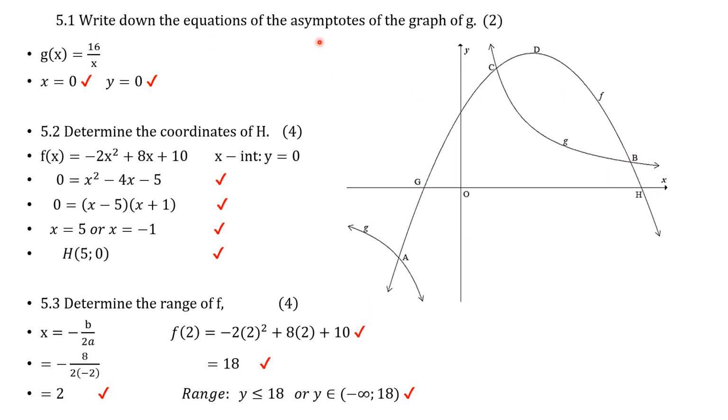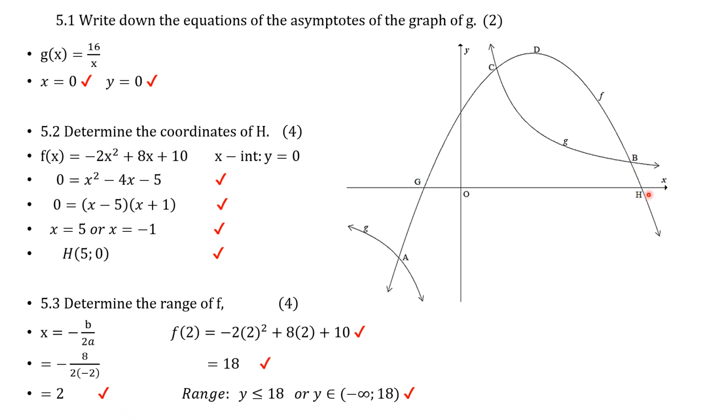Equation of the asymptotes. They gave us g of x equals 16 over x. If I make x 0, it becomes undefined, therefore x equals 0, which is the vertical line, and y equals 0, which is the horizontal line. Those are my two asymptotes. My apologies.